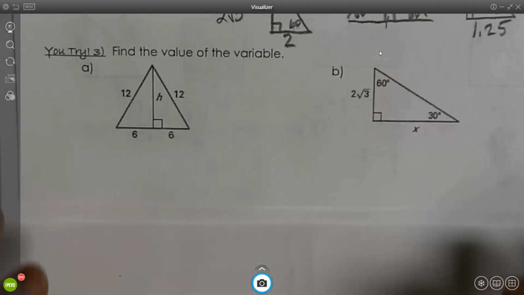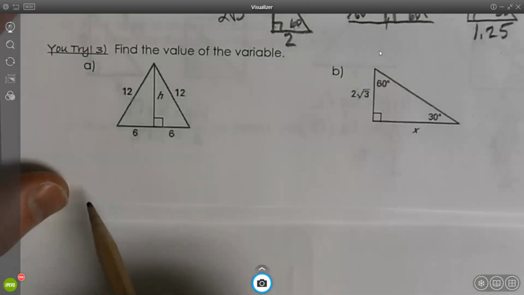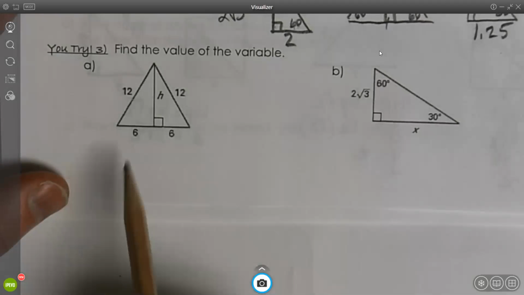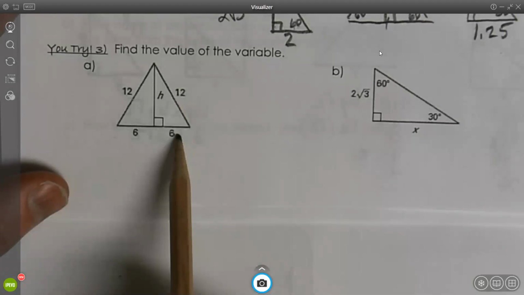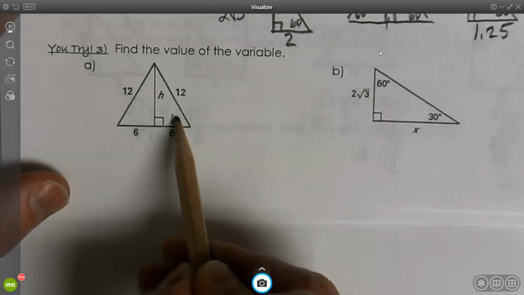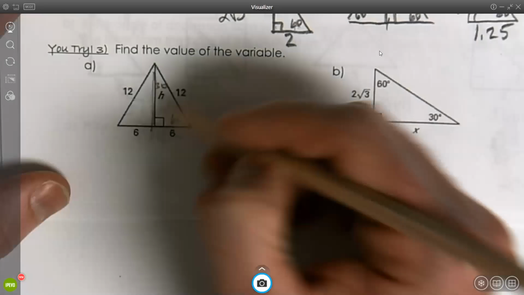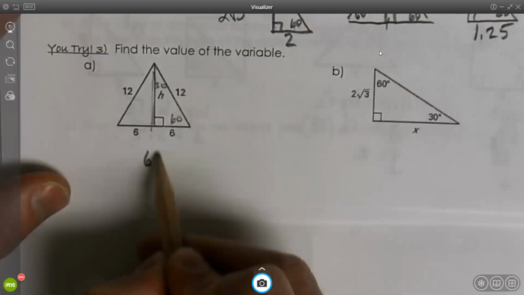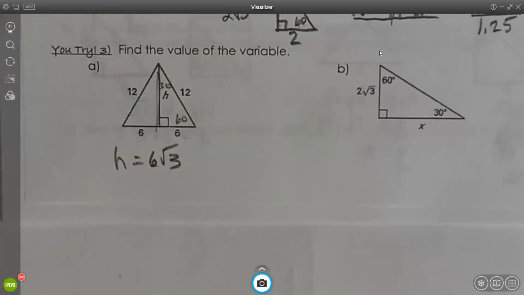Okay, the last two questions here. You could try these. We know again that this is 12, 12, and 12 total. So you know this is a 30, 60, 90 triangle. So you know the height is going to be 6 root 3. It's the short leg times root 3 to get to the long leg. Kind of doing those in a fast fashion, right?